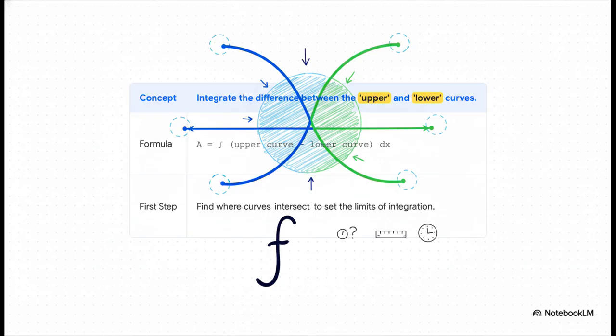Basically, you find the area under the top curve. Then you find the area under the bottom curve, and you just subtract it. The trick, and this is the most important first step, is to figure out exactly where those two curves intersect, because those points are your start and end points for the integral.